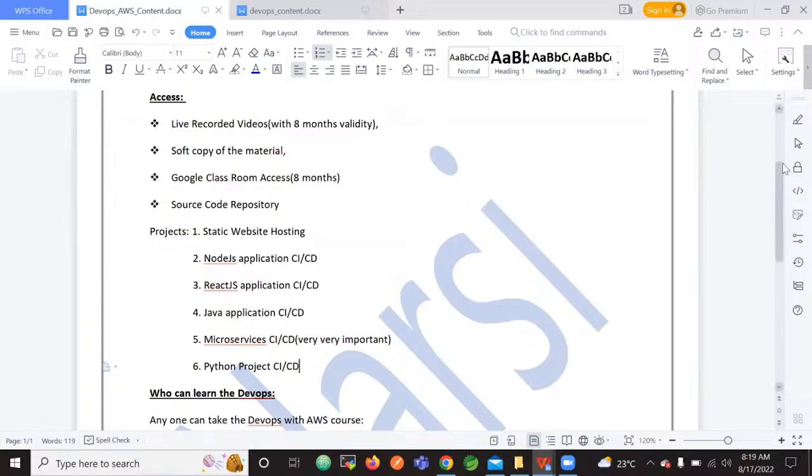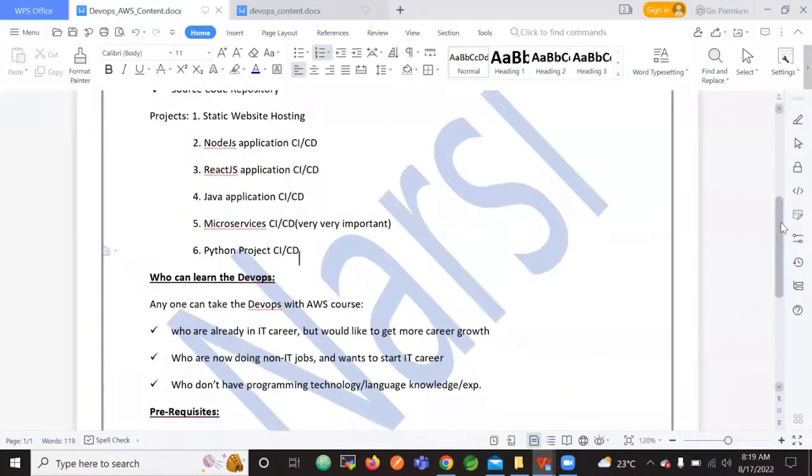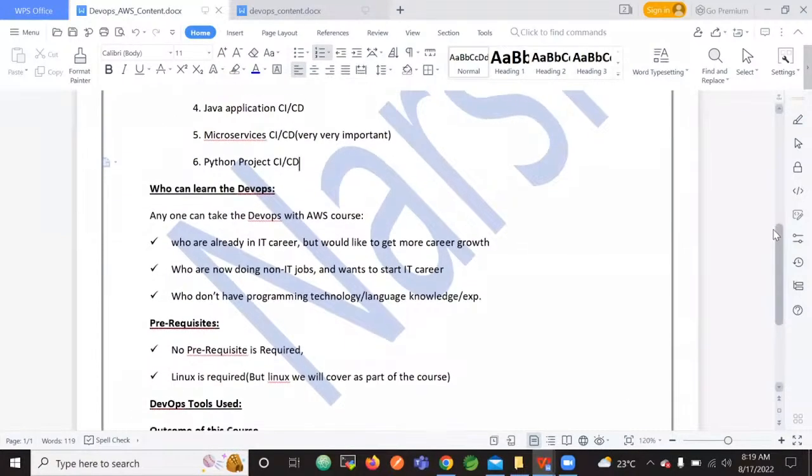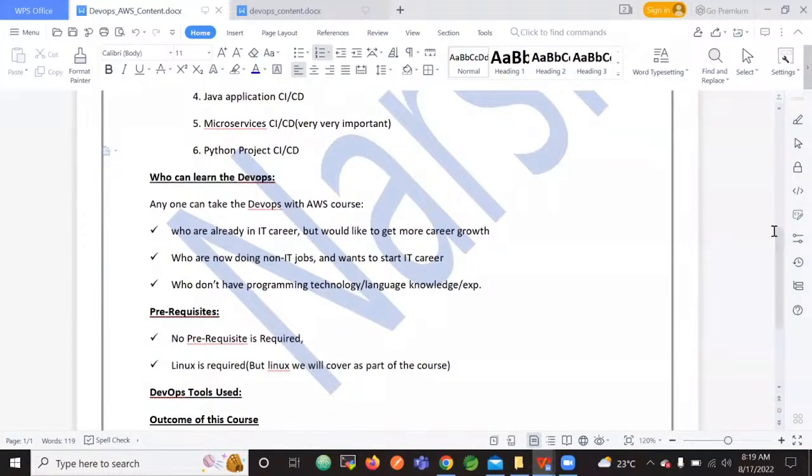Who can learn DevOps, and what are the DevOps tools that we should learn, we will discuss by doing some market analysis. Who can learn DevOps?